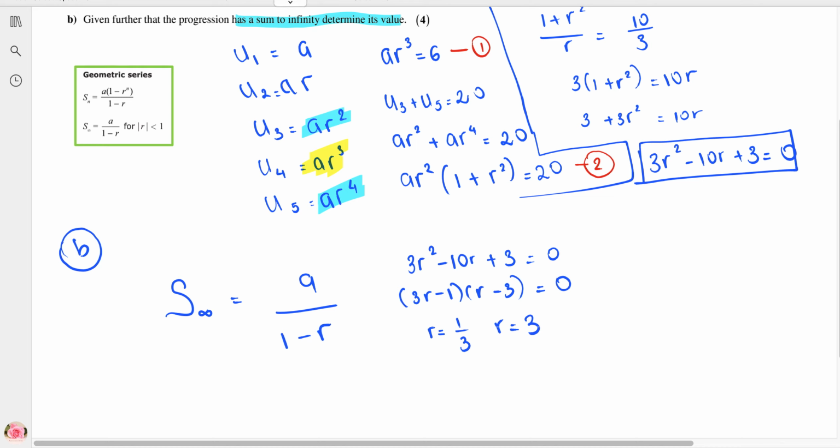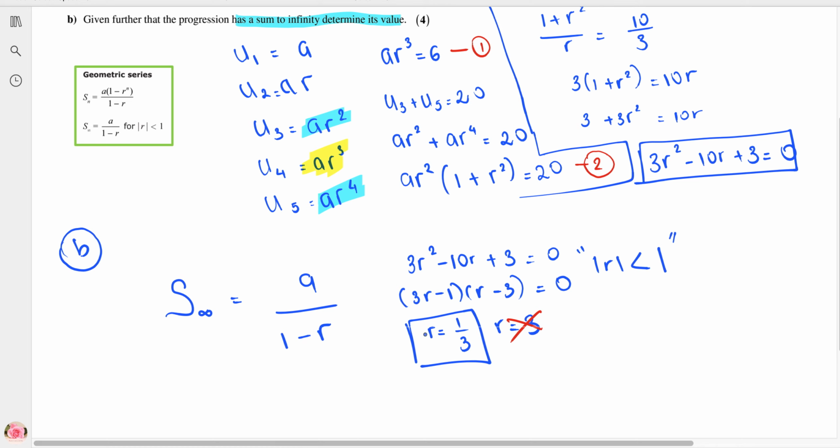It's going to diverge. So a condition for a sum to infinity is that the modulus of r must be less than 1. That means this is the term that's less than 1. This is not our r. You have to choose one or the other here. So r has to be a third. That's the condition for us to have a sum to infinity for a geometric progression.